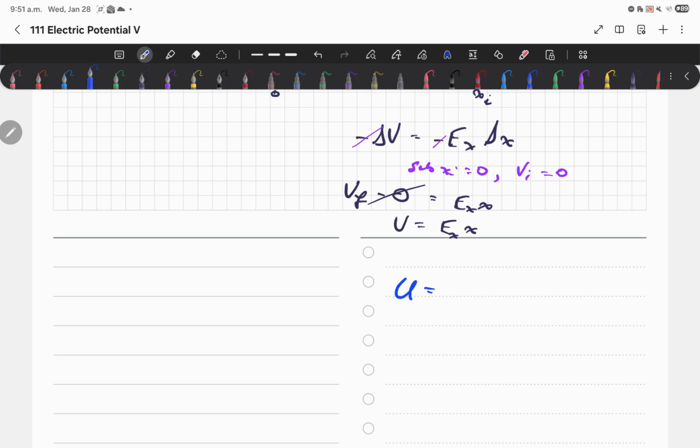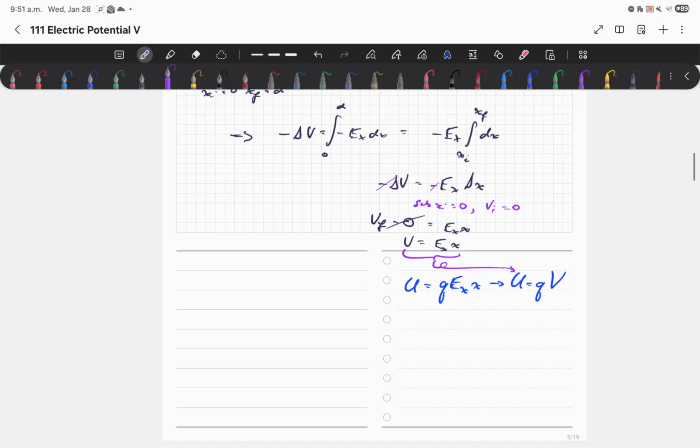Why is this important? This is what we found before. This is our general physical relationship. This is true, U equals QV, for our parallel plate capacitor example. Why? The only reason this is true is because we zero pointed at the same point for last class's problem and this one.